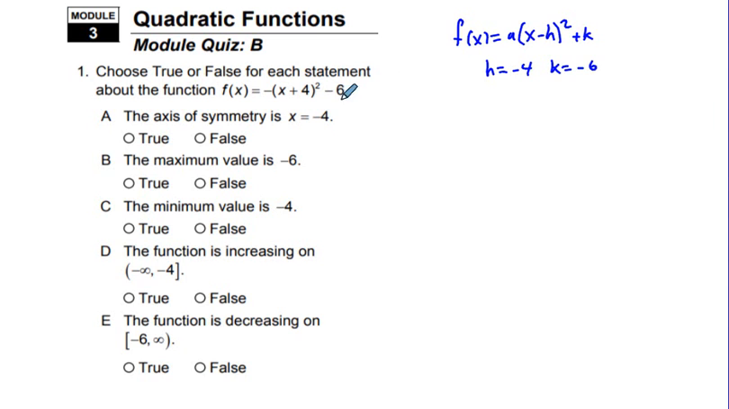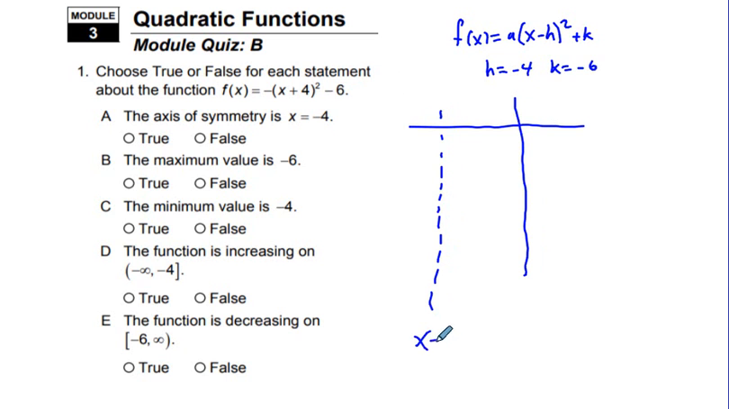So that means that we're going to have an axis of symmetry at x equals negative 4. So x is equal to negative 4, and k is equal to negative 6. So we go to negative 6 here on the y-axis. So there it is. And a being less than 0, we're going to have a downward opening parabola, something like this. So this is just a general sketch to be able to answer these problems quite easily, I hope.